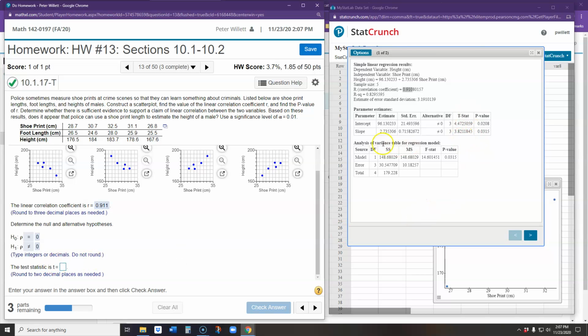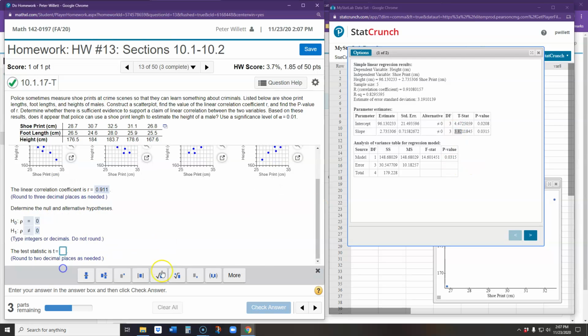We want the t-stat for the slope, not for the intercept, but for the slope. That's what they're asking for. It says round to 2 decimal places, so I'm just going to grab that. I don't have to adjust that. So again, for the t statistic, for a linear correlation hypothesis test, you want to get the t-stat from the slope in the StatCrunch calculator.